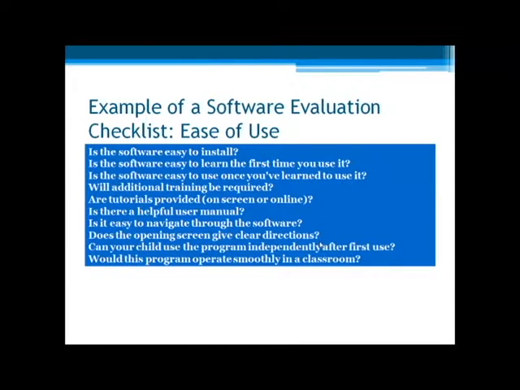Example of a software evaluation checklist, ease of use. In this example of the software evaluation checklist, the third criteria is ease of use. What they mean by ease of use is that the software is easy to install, learn, and use. Was additional training required or tutorials provided? Is there a helpful user manual? Is the program easy to navigate? Does the opening screen give clear directions? Can the learner use the program independently after their first use? And does this program operate smoothly in the classroom?